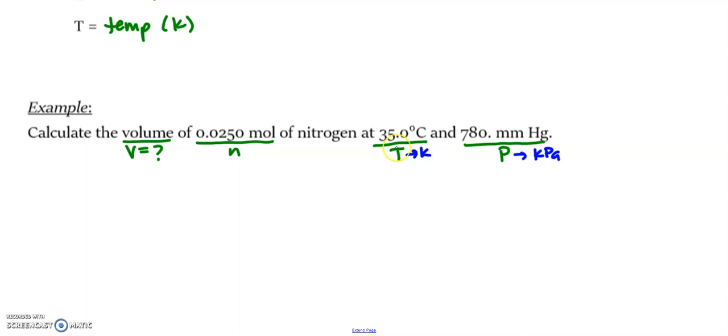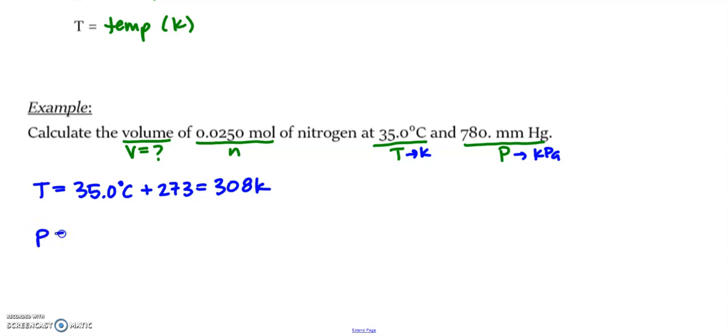All right, so let's do temperature first. Temperature is 35.0 degrees Celsius. So if we're going to go to Kelvin, Kelvin's always bigger. So we're going to add 273. So when we do this, we get 308 Kelvin.